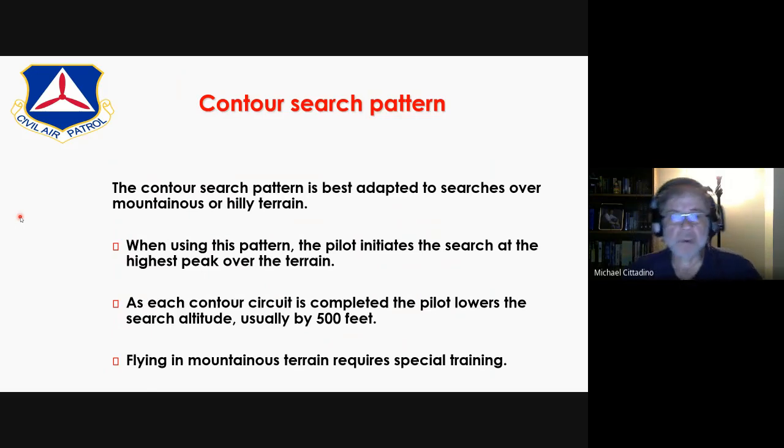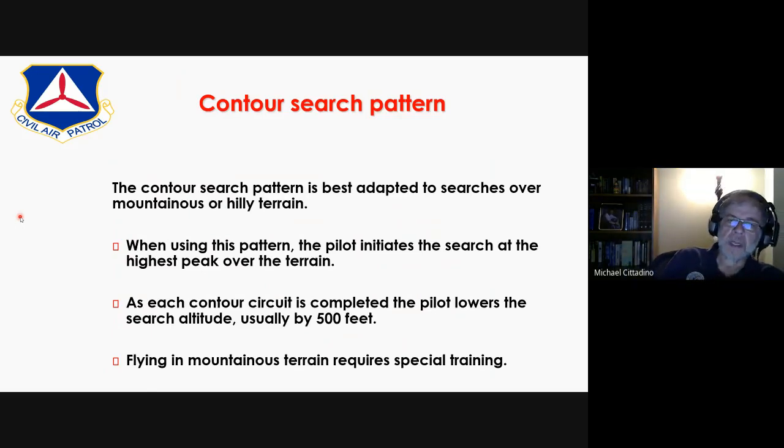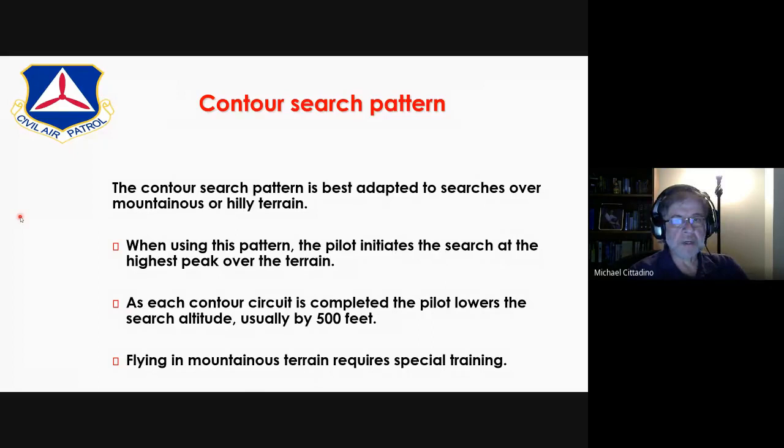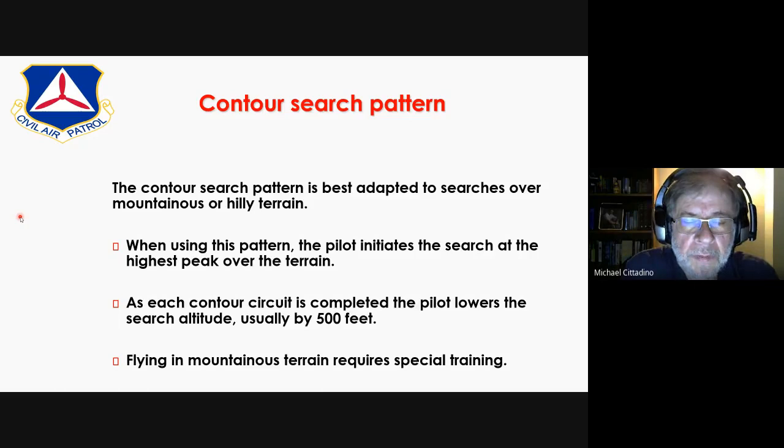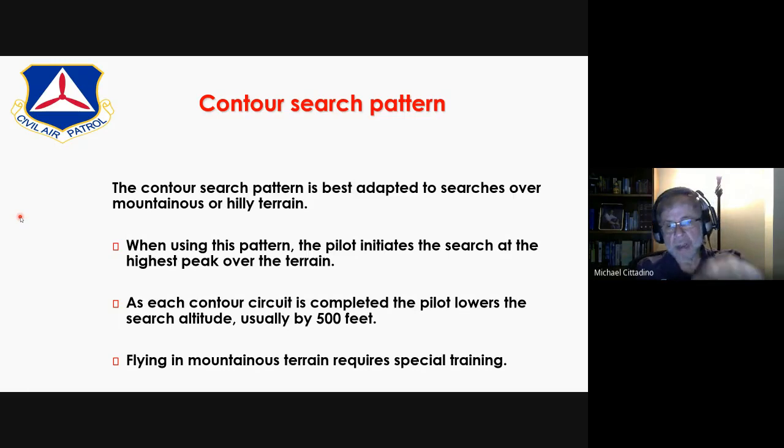And so the last pattern we're going to talk about is a pattern that you probably will not see much here in Illinois. You may see it more out west or in the east where you've got more hilly or mountainous terrain, and that's a contour search. Basically, imagine that you had somebody who you might think might have crashed into the side of a mountain, or a very large hill, you're basically going to want to fly around the perimeter of that mountain looking for your object of interest, looking for your target.